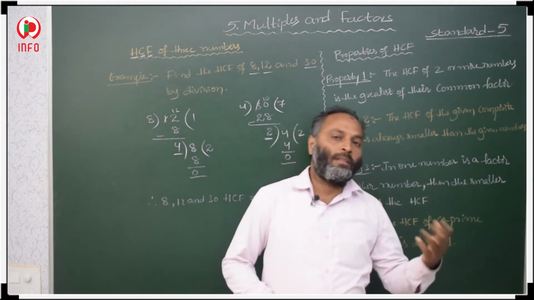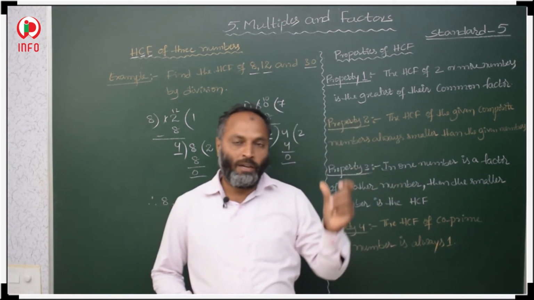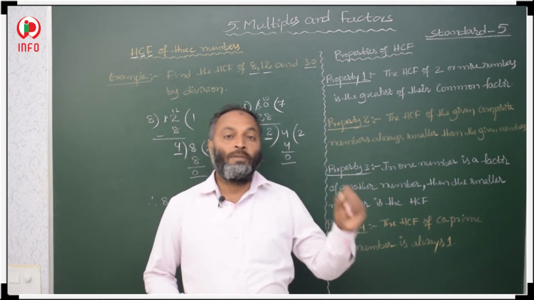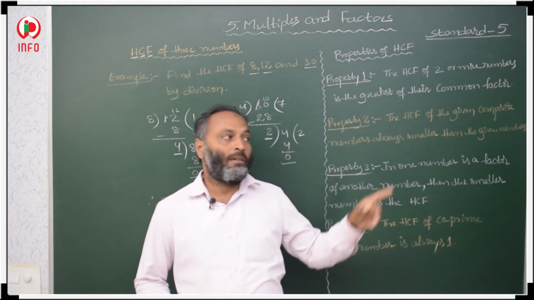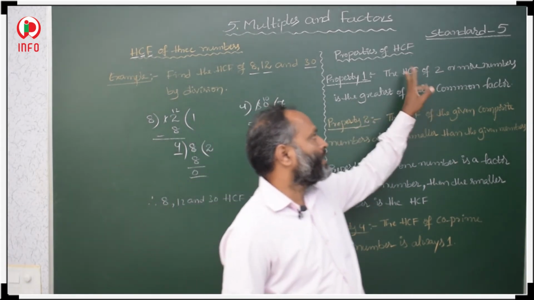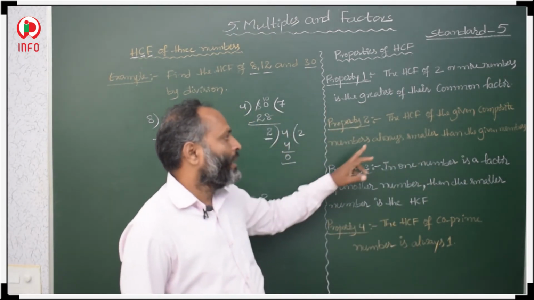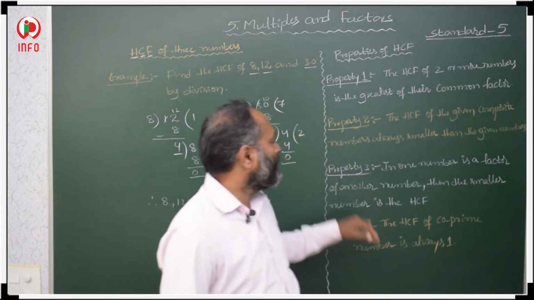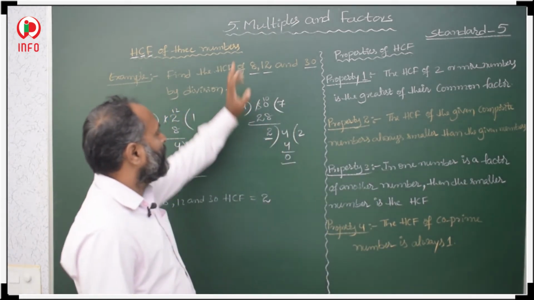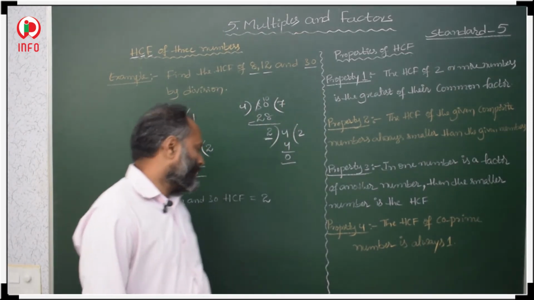If we take the common factors of the given 2 or more numbers, first we write the factors, then take the common factors, and in that the greatest common factor is our HCF. The greatest common factor is HCF. Next, second property: the HCF of given composite numbers is always smaller than the given numbers. See here, for example, 3 numbers are given: 8, 12 and 30. These 3 numbers' HCF is 2.